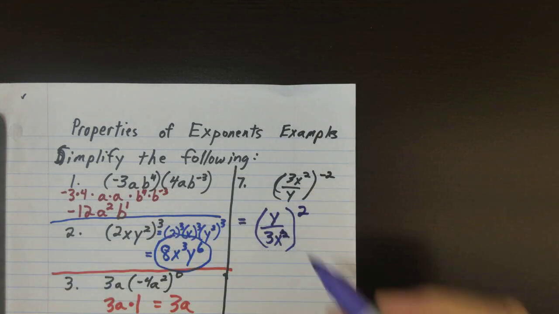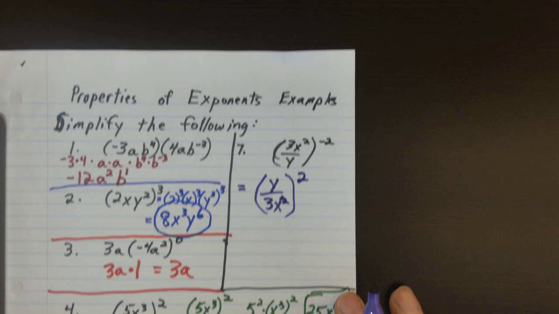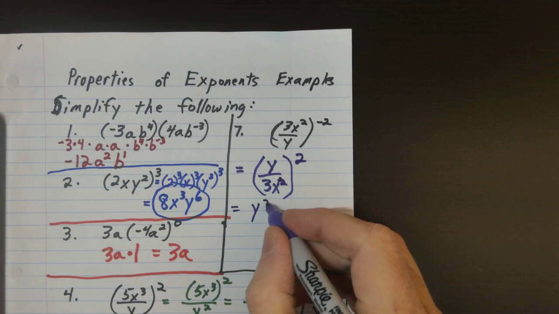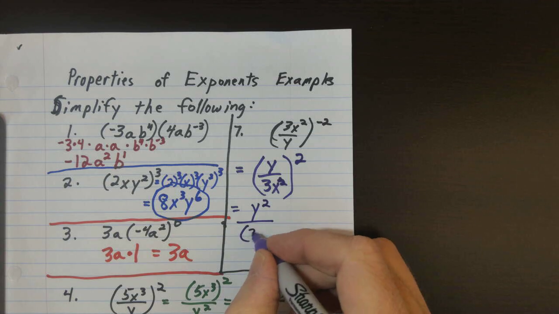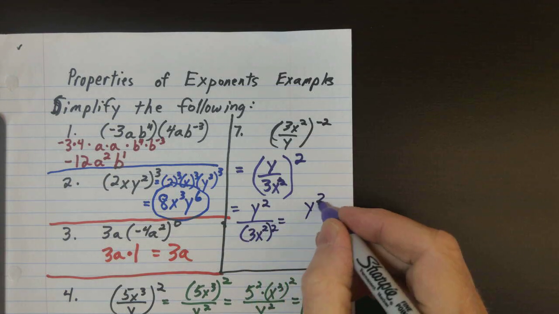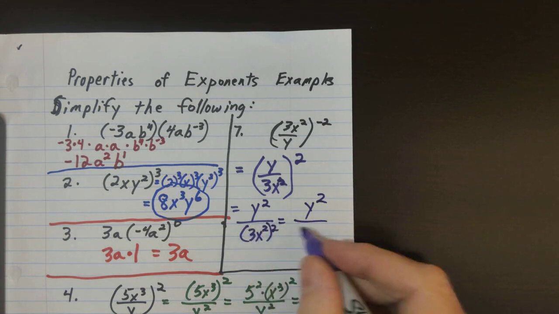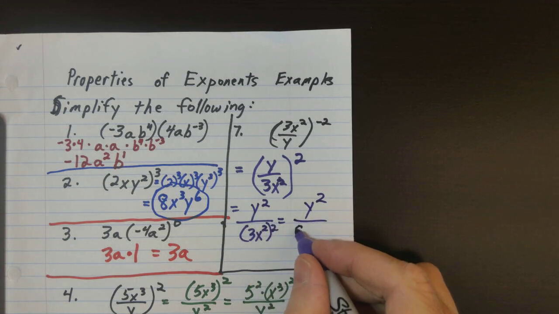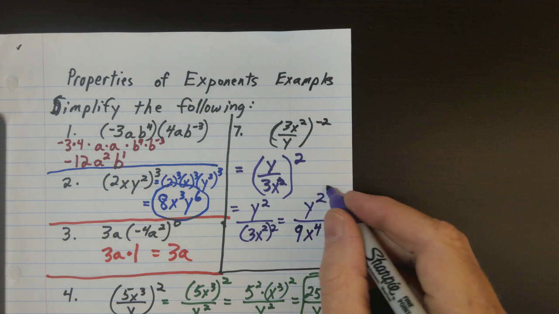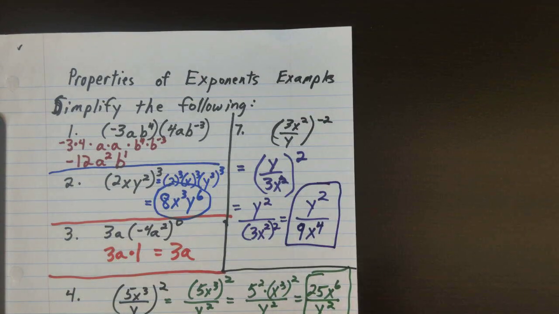That means they're equivalent. And now I'm going to distribute, I got the y squared over the 3x squared, and that's y squared on the top. And then 3 to the second power is 9. X squared to the second power is x to the 4th. And that's my answer for that 7th example.